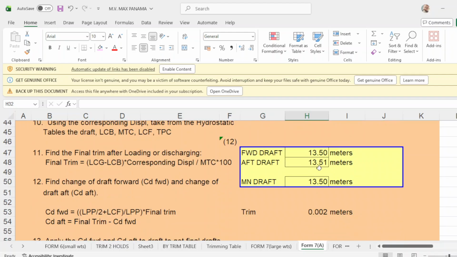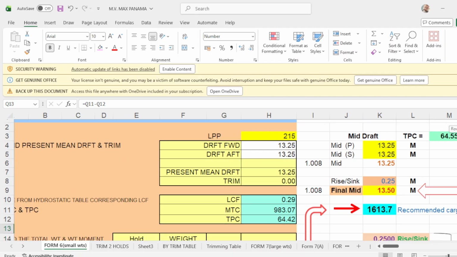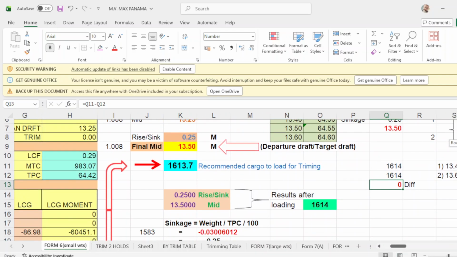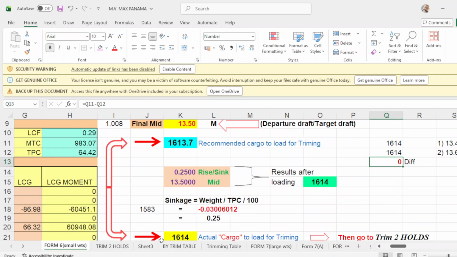This is only the mathematical equation, that's why you have 13.1, but actually this is even keel, and look at your trim is 0. Okay, so again, I would recommend, as what the program says, that you load 1614. Okay, then you will have no shortage of cargo here.